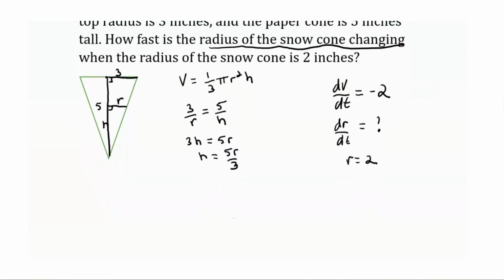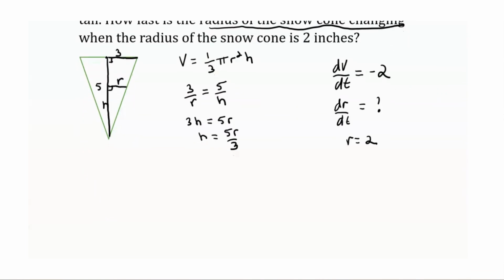All right. So now I'm going to sub in 5r over 3 for h into my volume formula. So I get 1/3 pi r squared, and then h is 5r over 3. I'm going to simplify this. So it looks like I would get 5 pi r cubed divided by 9. Okay. So now we're ready for our derivative that'll get our rates involved.